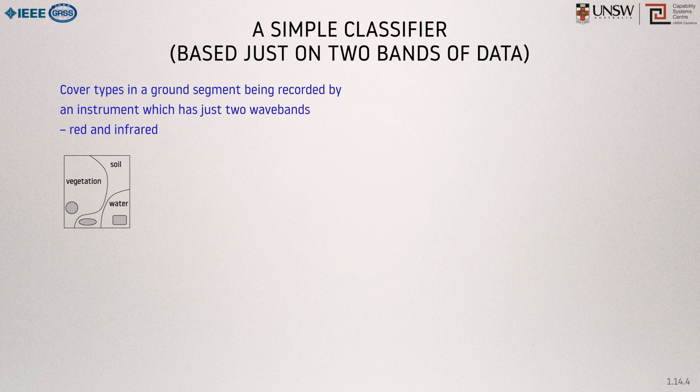Invariably, the first step in any classification process is for the analyst to find sets of pixels in the recorded image for which the cover type is known. In the upper left-hand depiction of the scene, we have indicated by the shaded shapes that the analyst knows that the pixels in those regions are actually pixels of vegetation, soil, and water, as indicated.